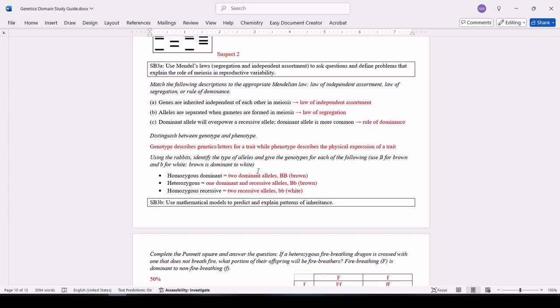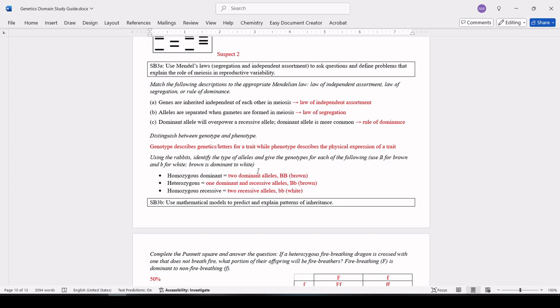And then the rule of dominance, sometimes called the law of dominance, just says that one allele will overpower the other and become more common. So the dominant allele is more common, and you only need one version of it to show the trait, whereas the recessive allele is less common and will be masked or overtaken by the dominant, and you need 2 copies of the recessive to show the trait.